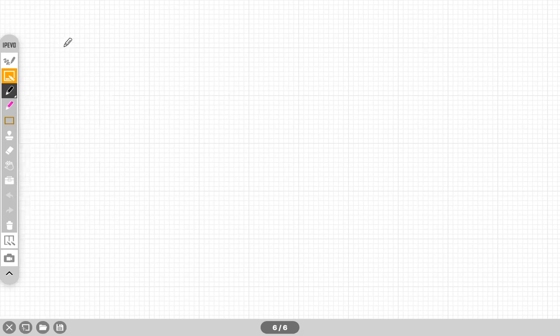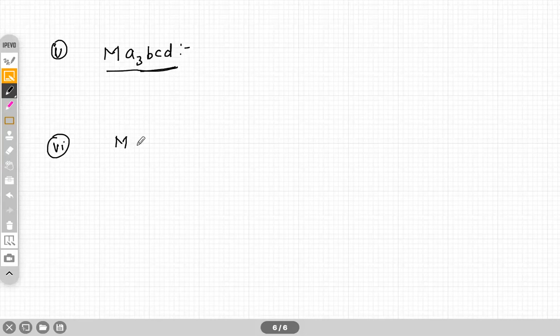Like you see the another one, I think it is a fourth one. Fourth or fifth one? Fifth one. Tell me how many isomers we have here. MA3BCD type. You see, all these are monodentate ligands. And how many isomers do we have here in MA2B2C2 type?